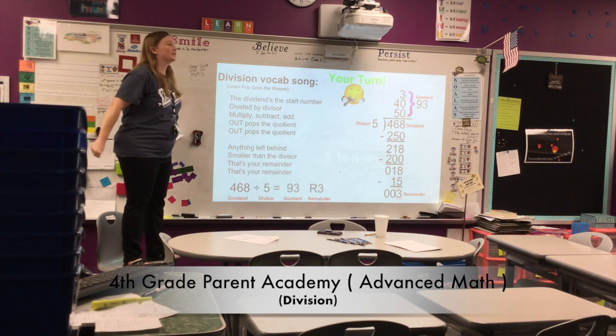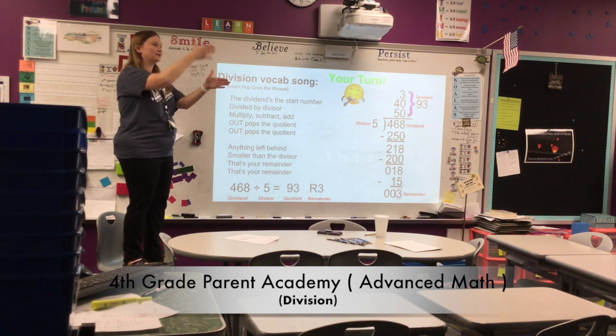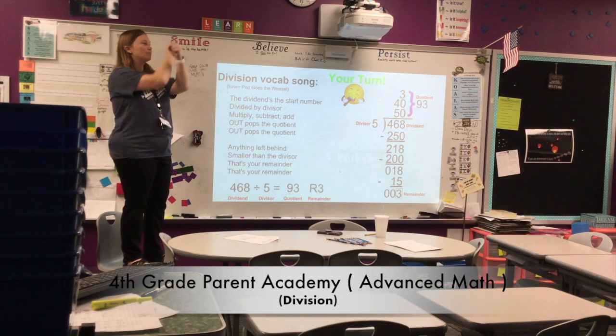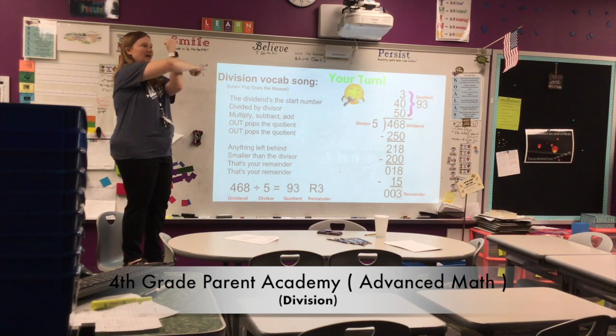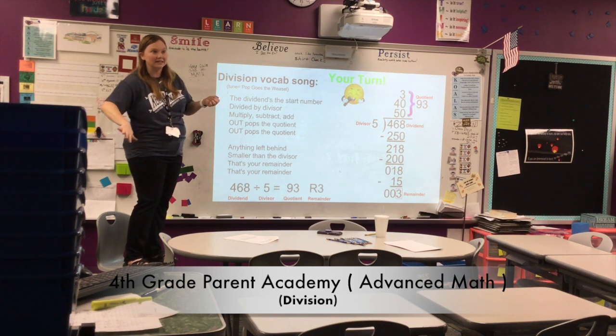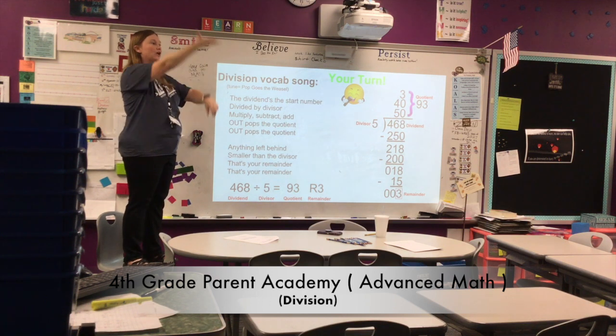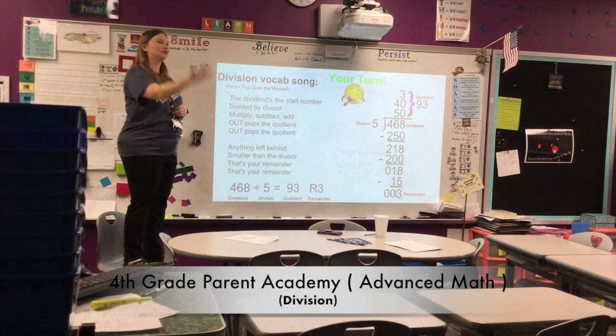The dividend is the start number, divided by divisor, multiply, subtract, add, out pops the quotient, out pops the quotient. Anything left behind smaller than your divisor, that's your remainder, that's your remainder.